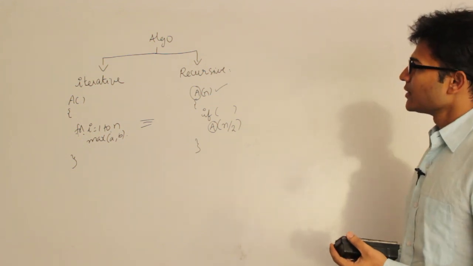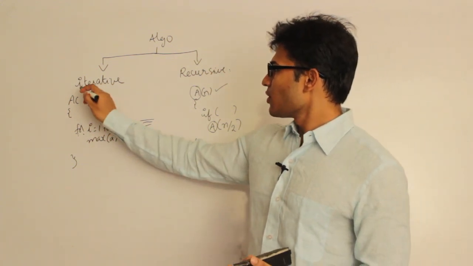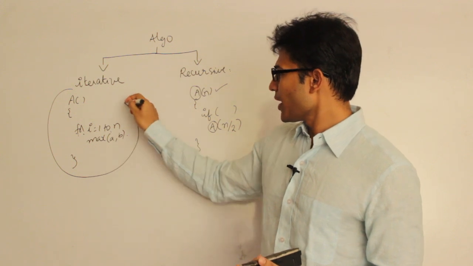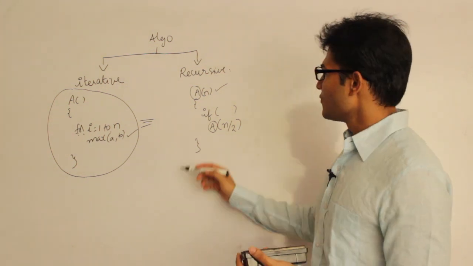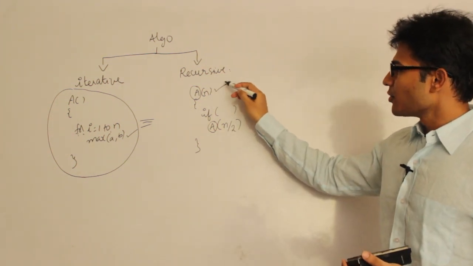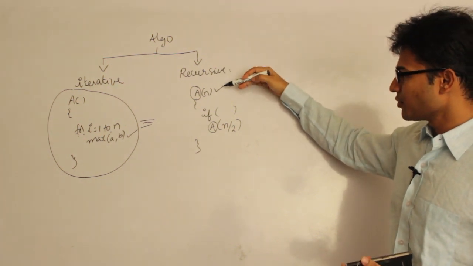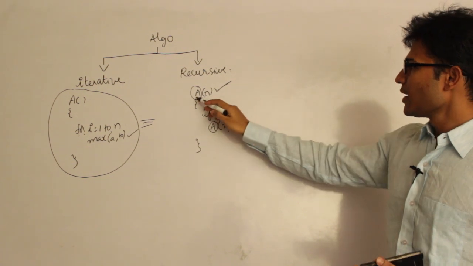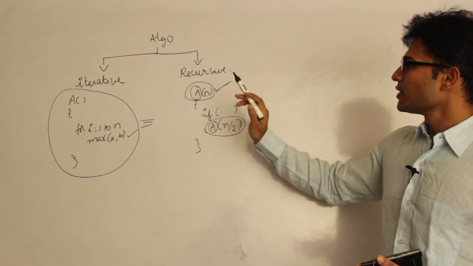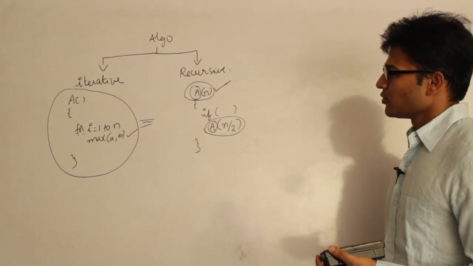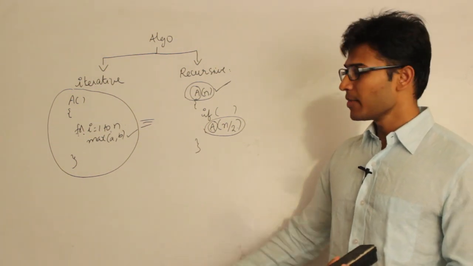And the second thing is how to analyze these programs. They basically differ. In order to analyze an iterative program, we have to count the number of times a loop is going to get executed. And to find the time taken by a recursive program, we use recursive equations, which means we write a function f of n in terms of f of n by 2. So power wise both are the same, but analysis wise both are different.